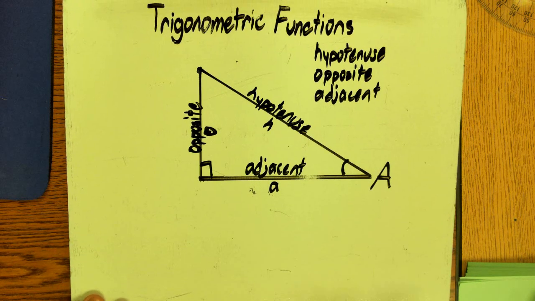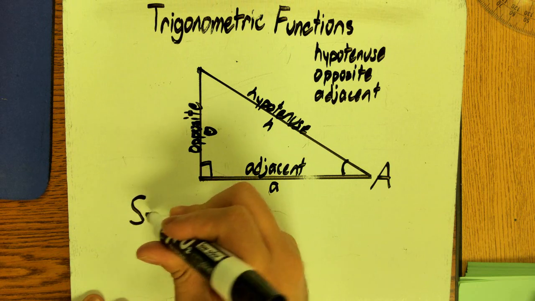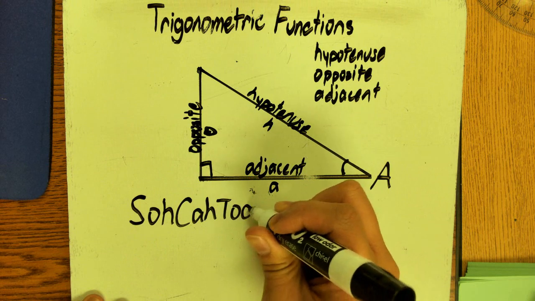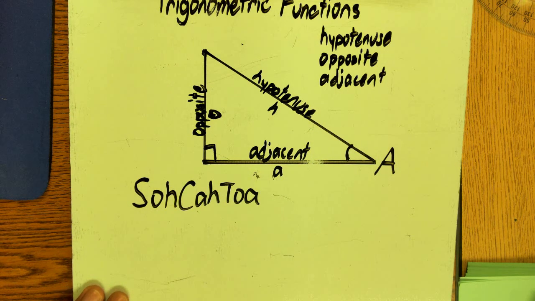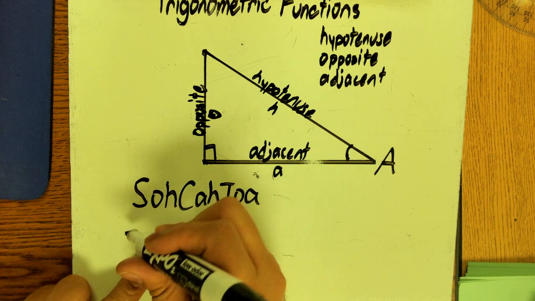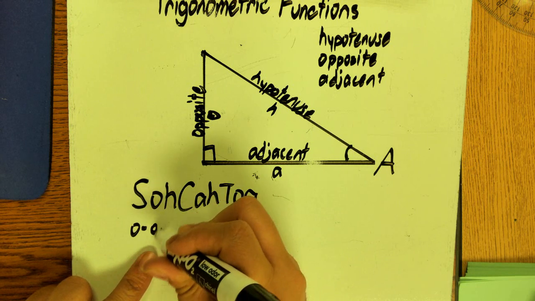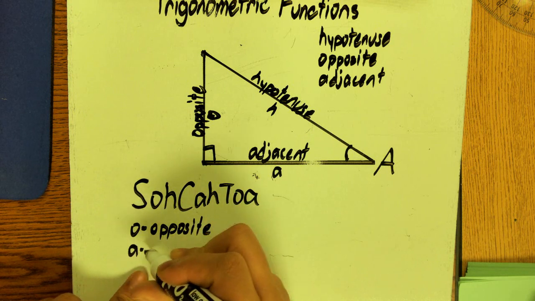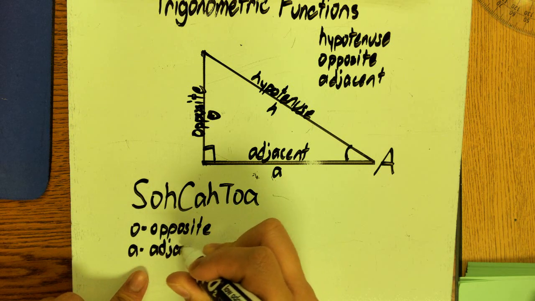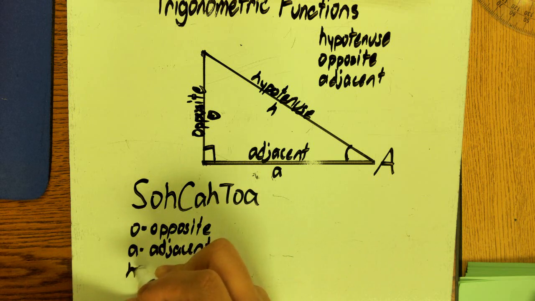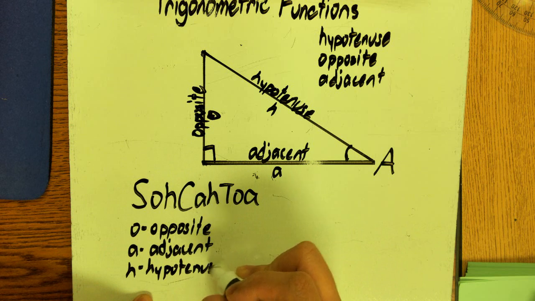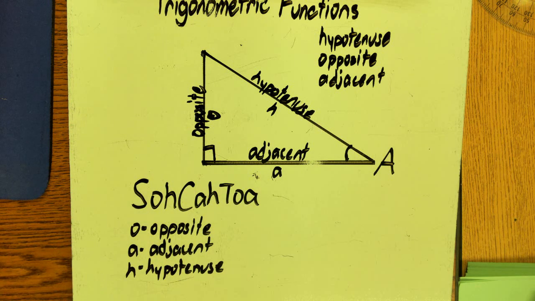Our trig functions are known as SohCahToa. SohCahToa is an acronym where O stands for opposite, A stands for adjacent, and H stands for hypotenuse. Alright, so let's go over these notes.